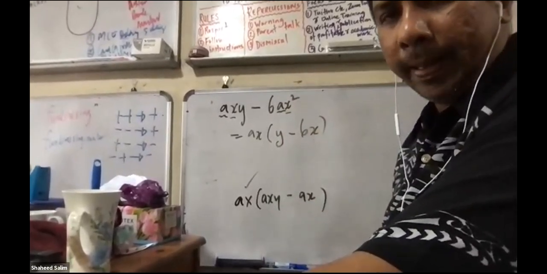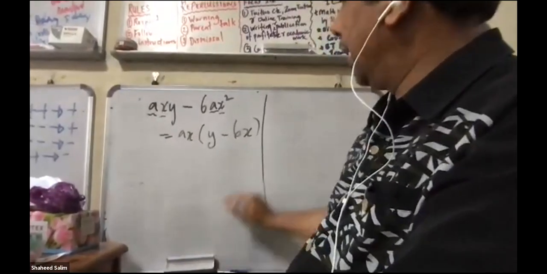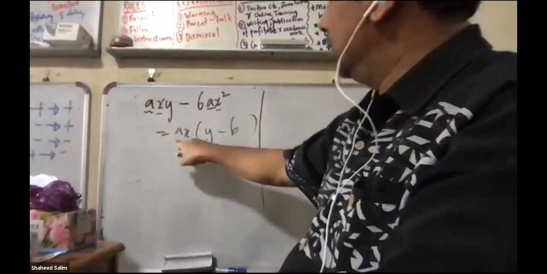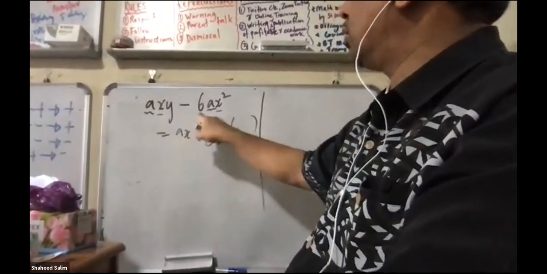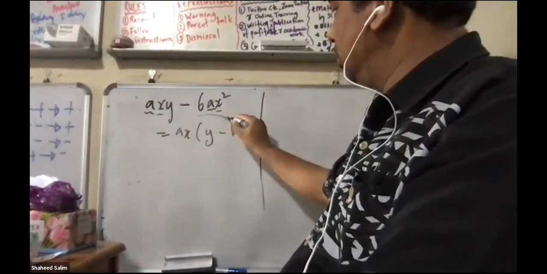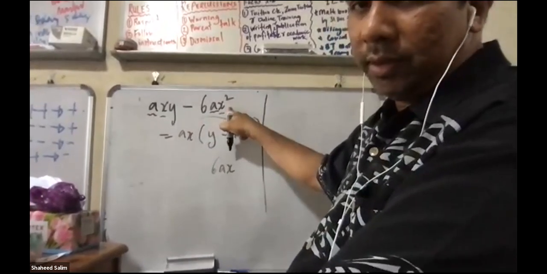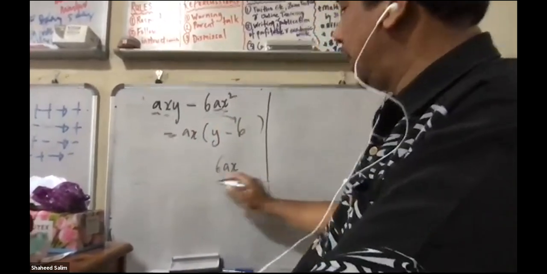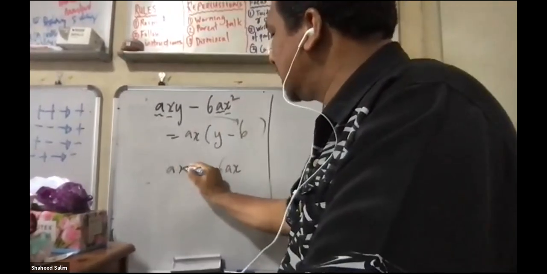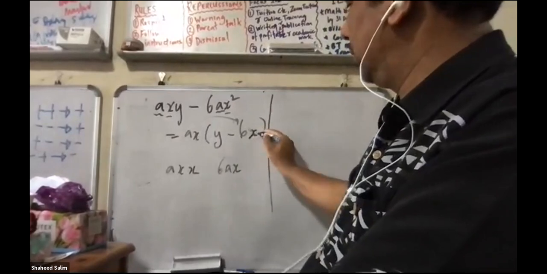Are you okay? If you're not okay, we will. Why 6x? Okay, if you take 6 only, 6 times ax becomes 6ax only. Right? If you times this, you get 6ax. This is 6ax square. And ax square, what is ax square? Is a times x times x. So you need to put one more x here.